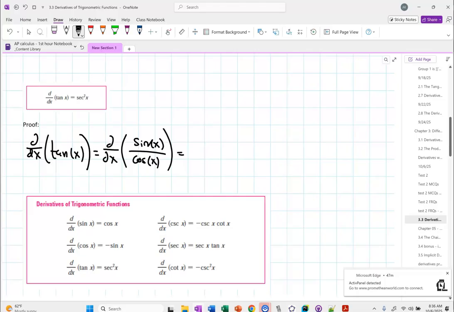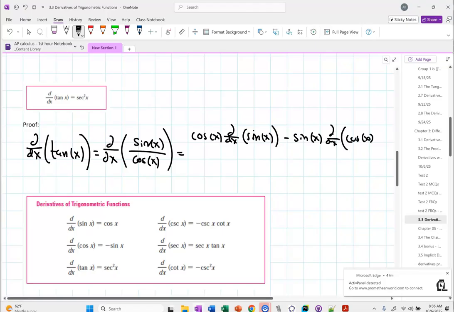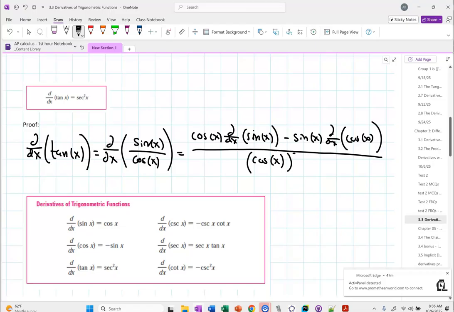So if I want to do the derivative of sine x over cosine x, what do I need to use? The quotient rule. Exactly right. So I'm going to have the bottom times the derivative of the top, minus the top times the derivative of the bottom, all over the bottom squared.